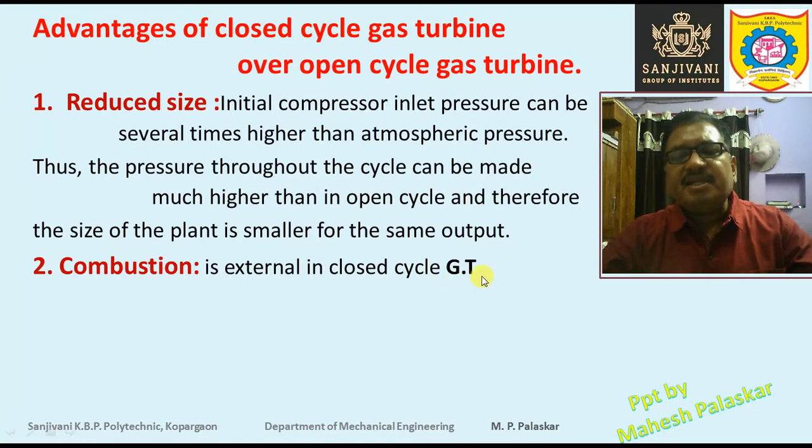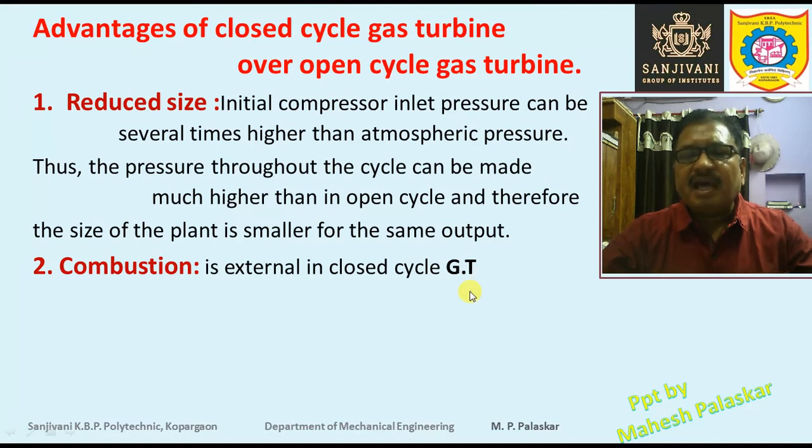Combustion is external means the products of combustion do not come in direct contact with the working substance. They are coming in indirect contact. There is only heat transfer between the working substance and the products of combustion. And therefore we say that the combustion is external in closed cycle gas turbine, while it is internal in case of open cycle gas turbine.